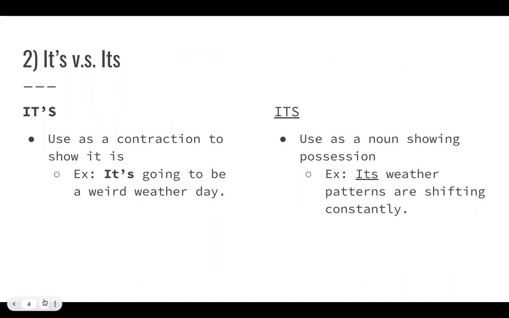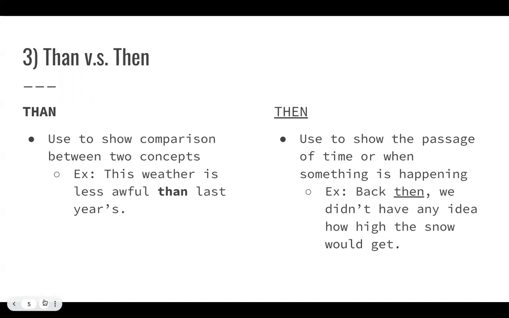Its without an apostrophe, on the other hand, is used as a pronoun showing possession. Its weather patterns are shifting constantly. What's tricky about this is usually we use apostrophe s to show possession in English. Its without the apostrophe is one of those rare occasions that shows possession without using the apostrophe s.